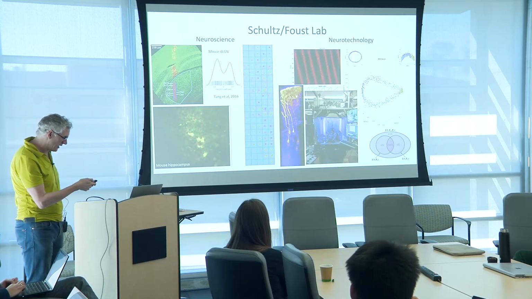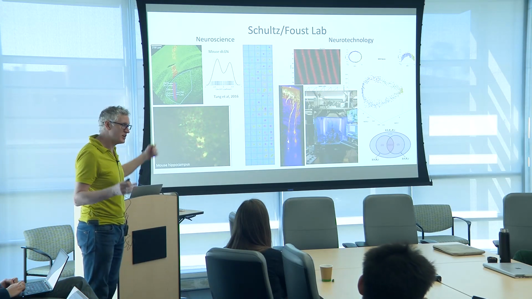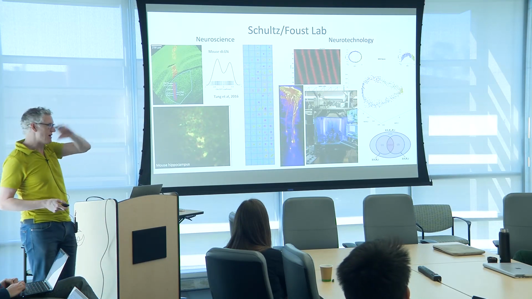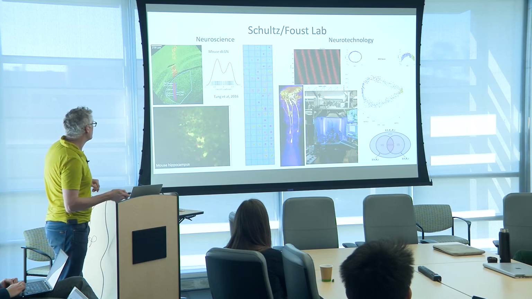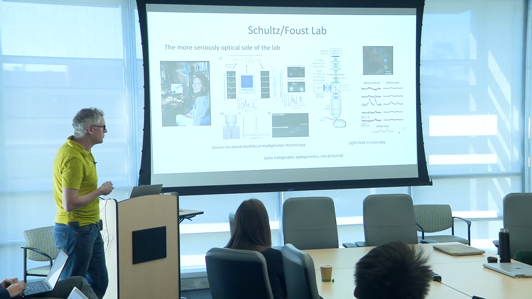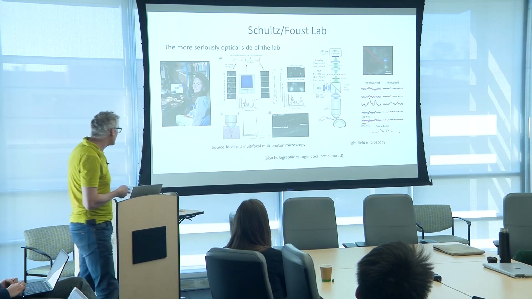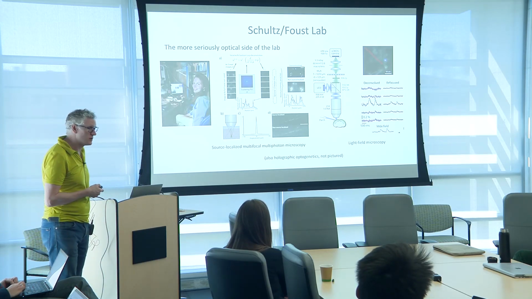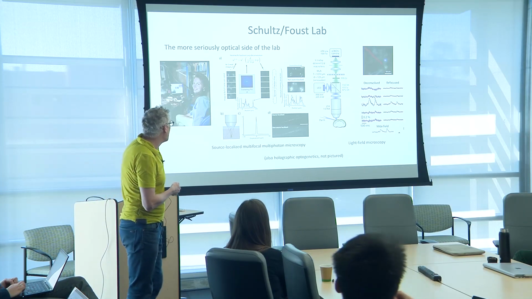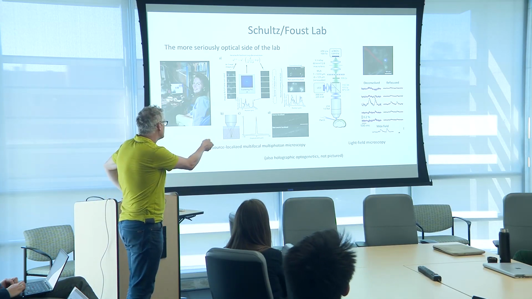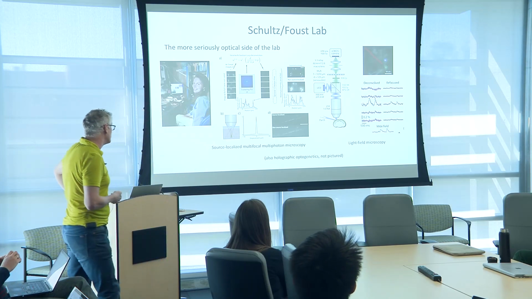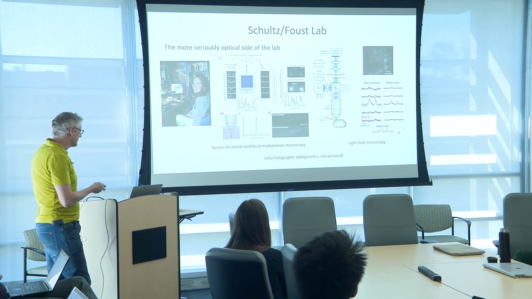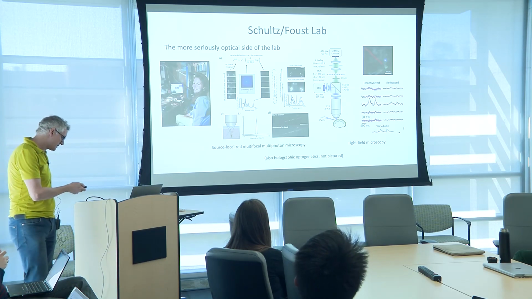So that's my end of the lab, and there's a continuum in our lab with my stuff down at one end and Amanda's stuff down at the other end, and a bit of overlap. And Amanda is really the more seriously optical side of the lab. We've collaborated, for instance, on source-localized multiphoton microscopy, which I spoke about last time. And in particular, she's been doing quite a bit of work recently on light-field microscopy, which we'll see later. In addition, she's worked on holographic optogenetics, which I don't have a picture for there.